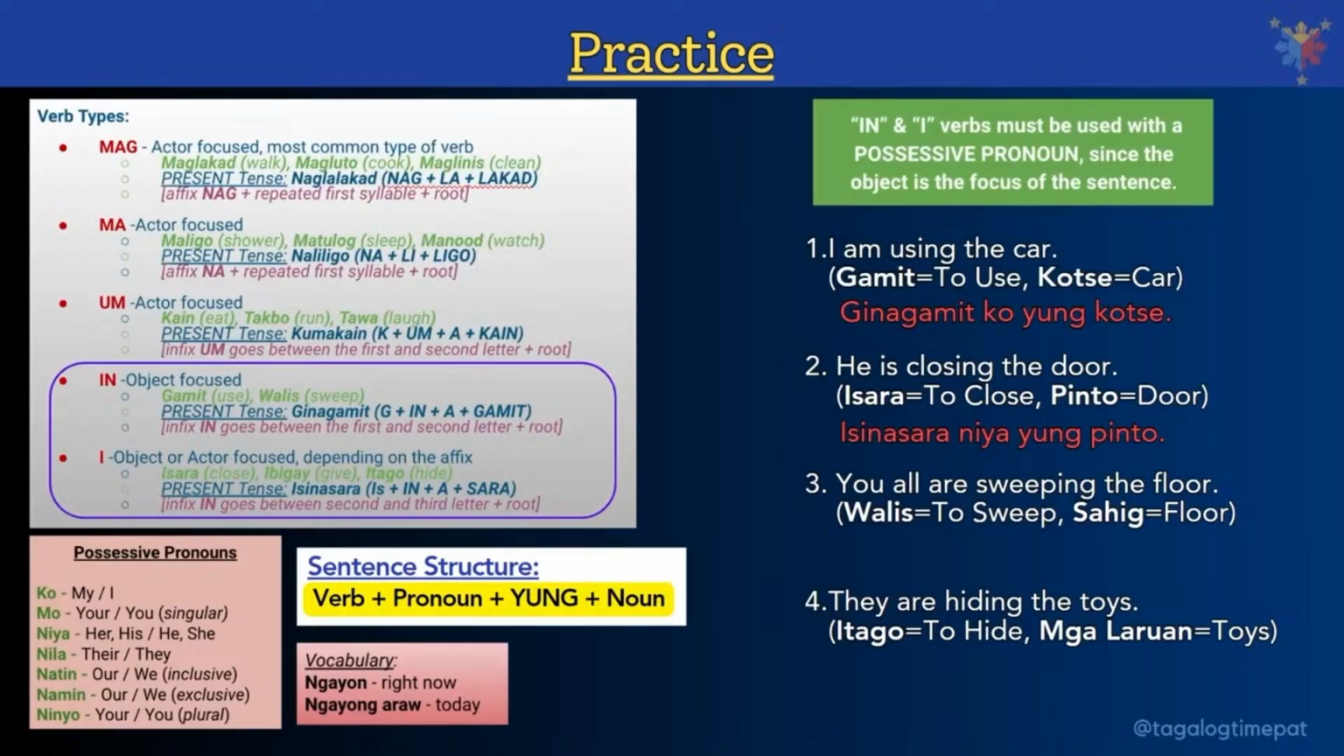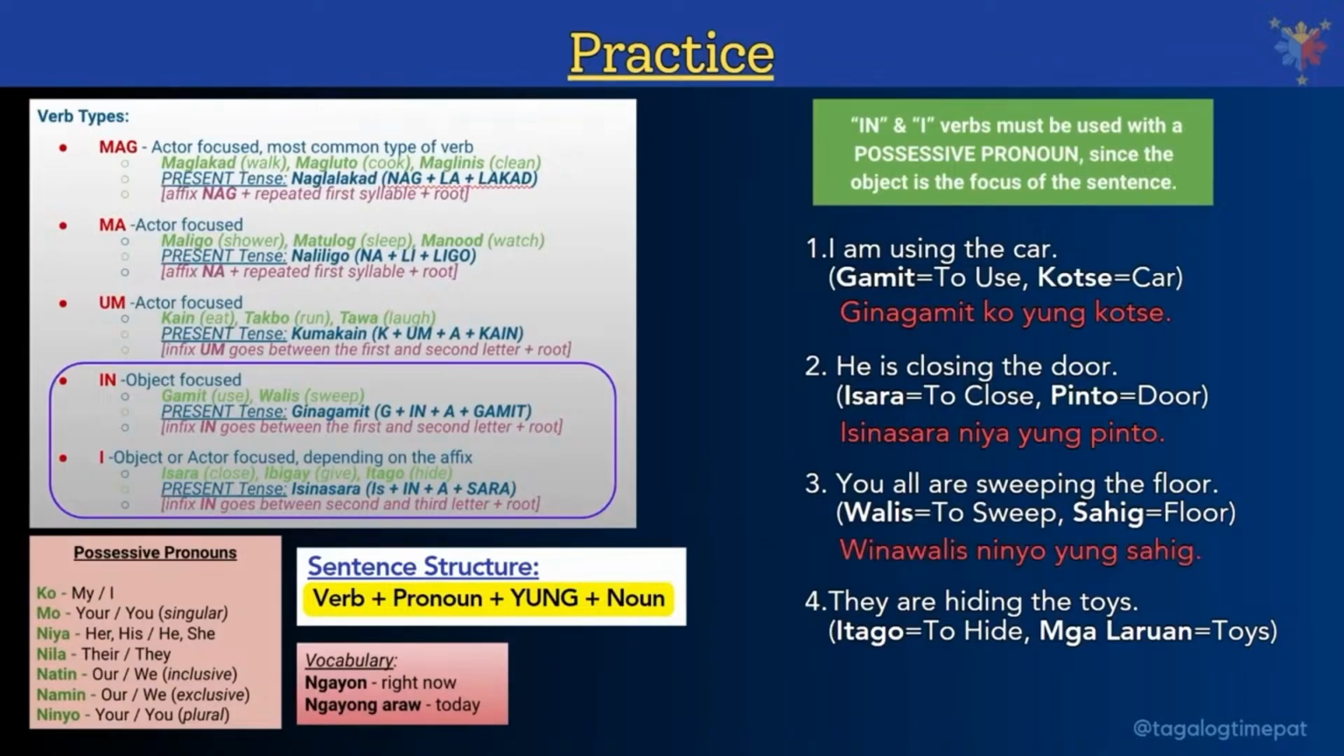Isinasara niya yung pinto. So the pattern for E verbs, the in just goes between the second and third letter, and then it's the root. He, as a possessive pronoun, is niya. Yung pinto, the door.